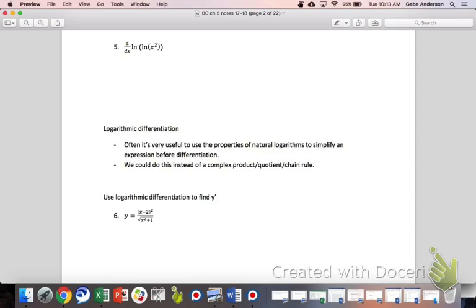So like before, we've got a mix of things, right? This is d dx of ln of x squared. So what's the big rule here, the overarching rule?